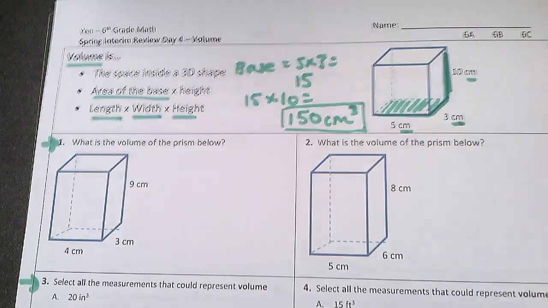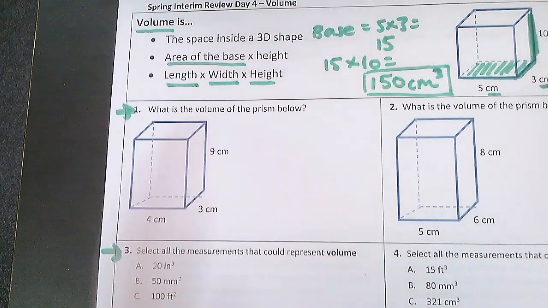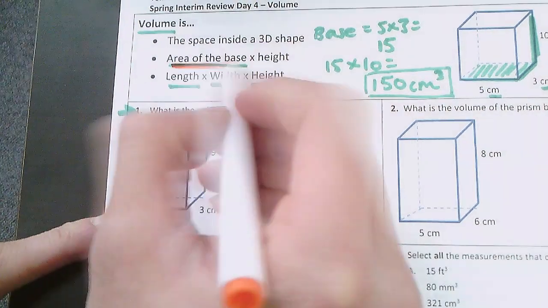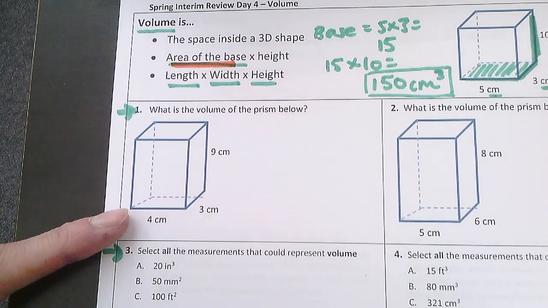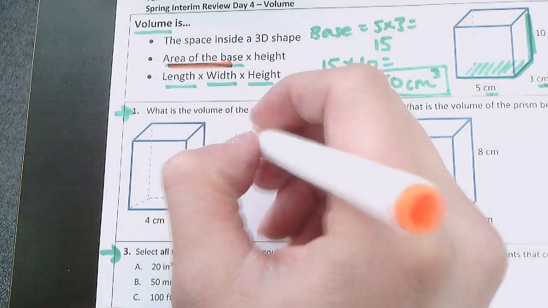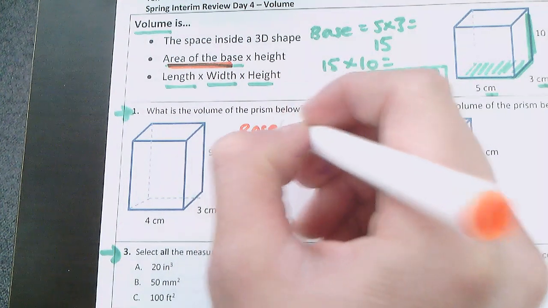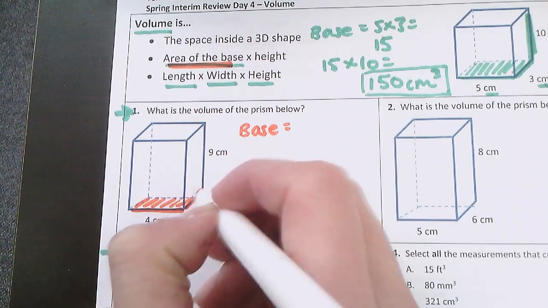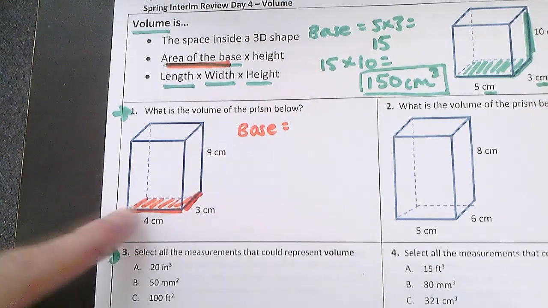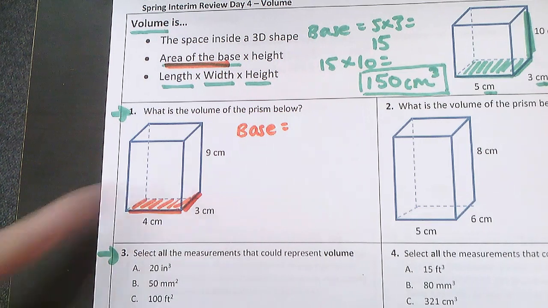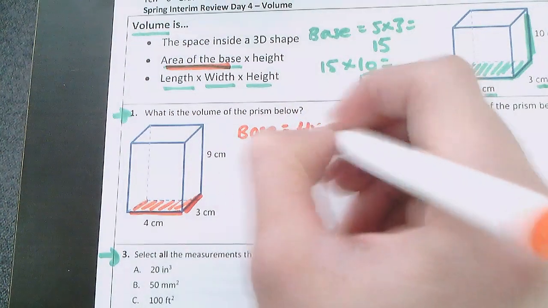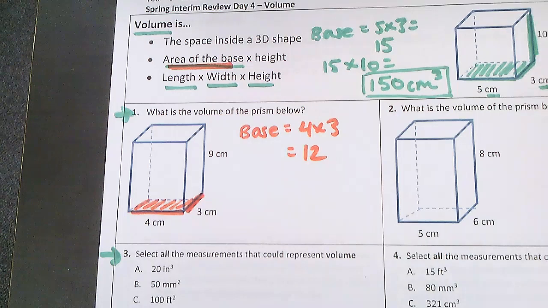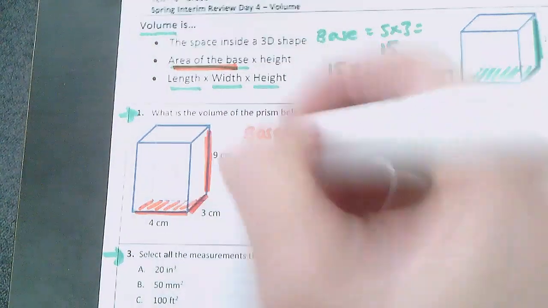Let's look at problem number 1. What is the volume of the prism below? If you remember, it's area of the base times the height. So let's find the base. The base is this bottom layer right here. It's this width times this length, which is 4 times 3. That's the area of that bottom rectangle, and 4 times 3 is 12. And then the height, which is here, is 9.